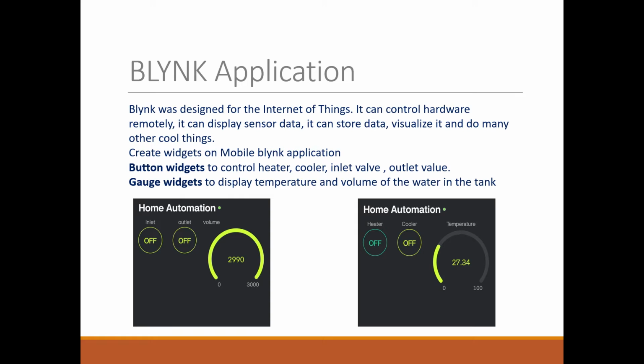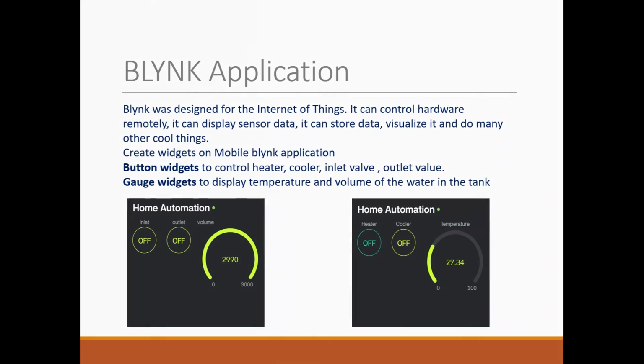We created buttons for inlet, outlet, heater and cooler. We created gauges for volume and temperature. So a gauge shows the values, a button shows the on and off state. Button widgets are used to control heaters, coolers, inlet valves, outlet valves. Gauge widgets are used to display the temperature and volume of the water in the tank. So this is about the Blink IoT app.